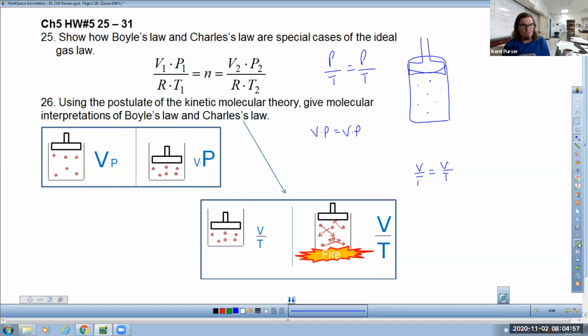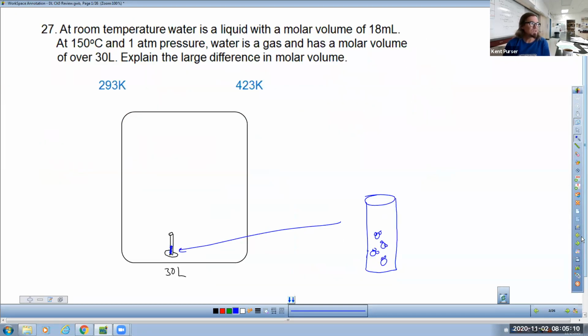Morning Angel. These kinds of questions tend to show up as parts of an FRQ where they ask you to explain something, maybe also involving kinetic theory, which is what our second FRQ today does. Question number 27 says at room temperature, water is a liquid with a molar volume of 18 milliliters. So here is our H2O in the liquid state. This is a blow up of a tiny graduated cylinder in a very large container that's 30 liters in size.